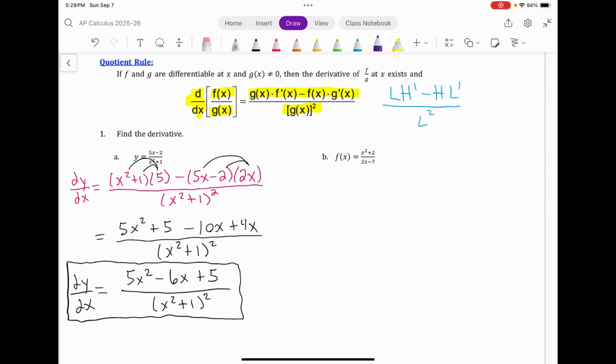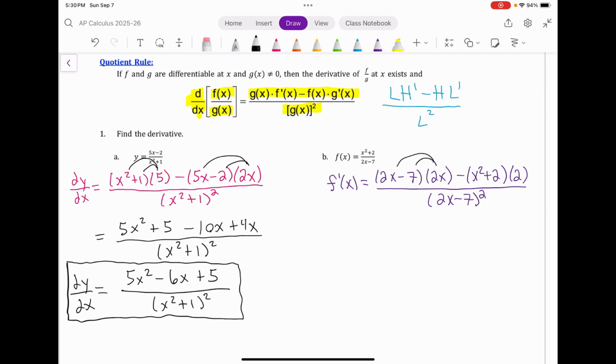Okay, let's try part B. We're going to find the derivative of f of x. Same thing: low function times the derivative of the high function, minus the high function times the derivative of the low function, all over the low function squared.